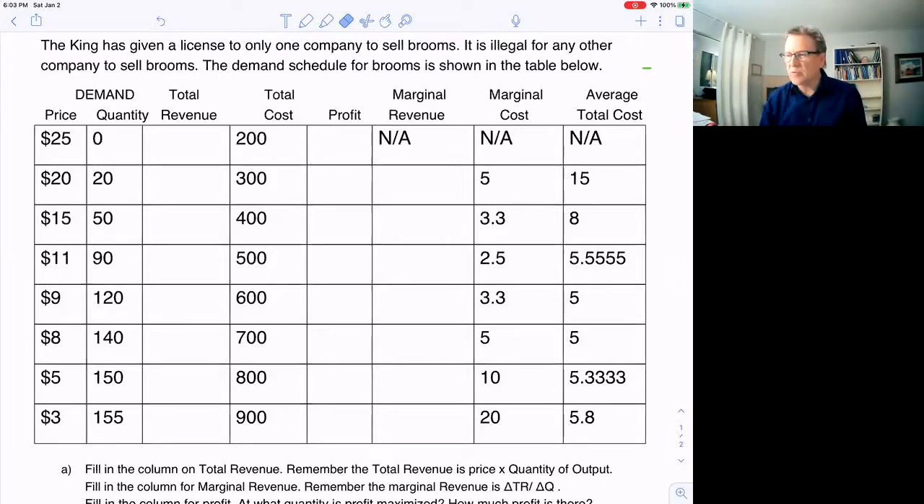In this video, what we're going to do is go over the practice handout on Monopoly. In this case, we've got a broom company again, but they've got a monopoly. No one else can sell brooms. The king has said nobody else can sell brooms but them.